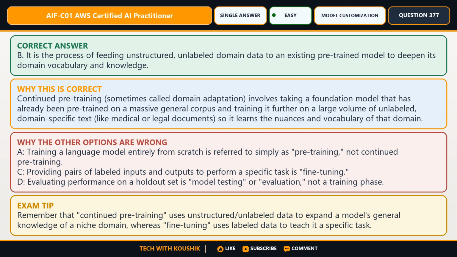A. Training a language model entirely from scratch is referred to simply as pre-training, not continued pre-training. C. Providing pairs of labeled inputs and outputs to perform a specific task is fine-tuning. D. Evaluating performance on a holdout set is model testing or evaluation, not a training phase. Remember this decision rule. Remember that continued pre-training uses unstructured, unlabeled data to expand a model's general knowledge of a niche domain, whereas fine-tuning uses labeled data to teach it a specific task.